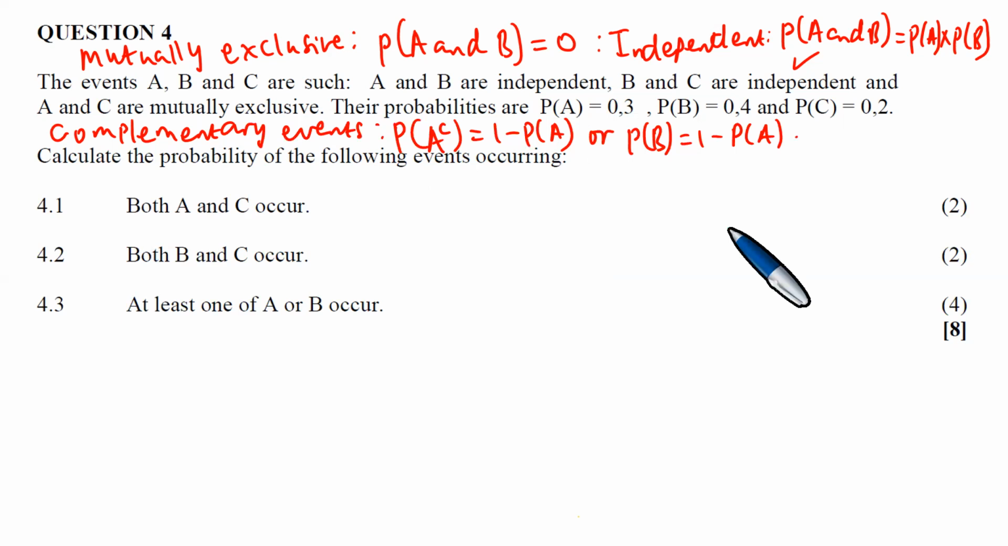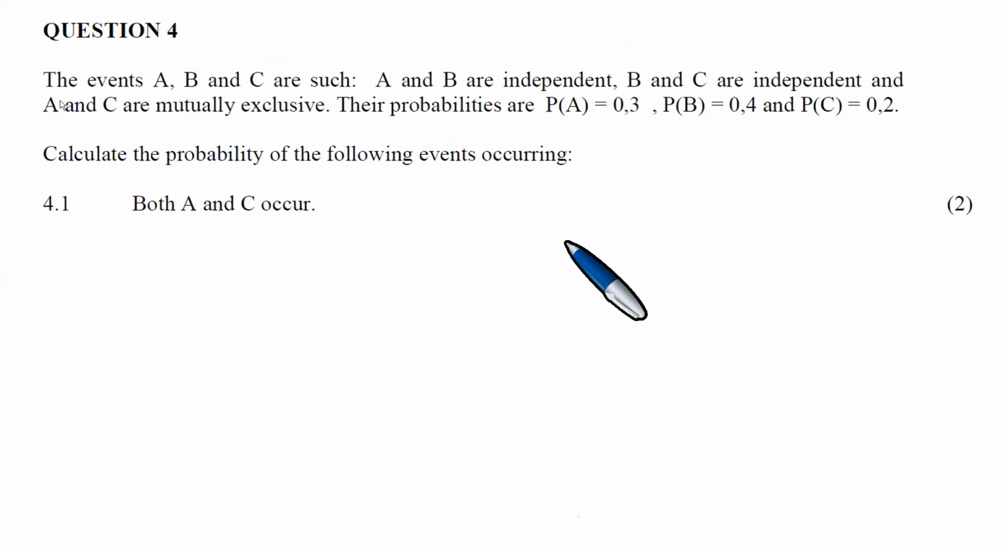Okay, just mentioning some things. Let's do this question. I've made space available for this on the next page. The events A, B, and C are such that A and B are independent, B and C are independent, and A and C are mutually exclusive. Their probabilities are: the probability of A is 0.3, that of B is 0.4, that of C is 0.2. Calculate the probability of the following events.